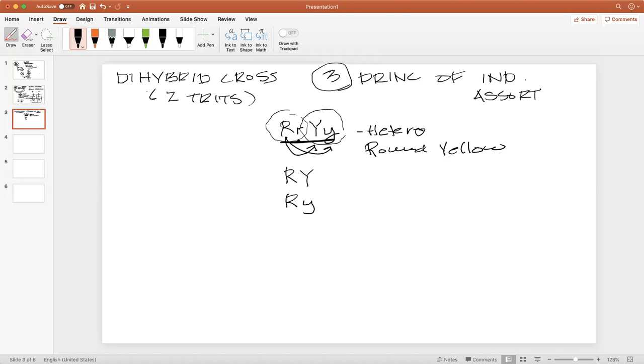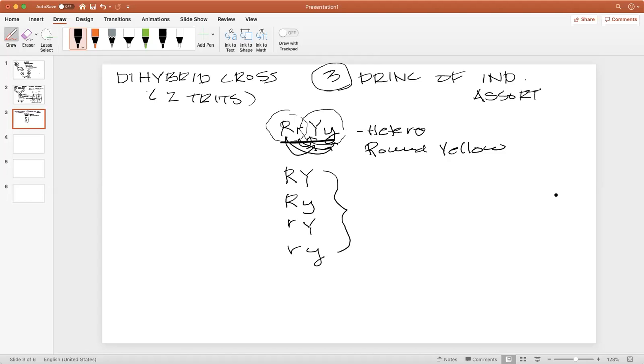You could be little r, big Y. And you could be little r, little y. That's getting hard to see. Okay, these are all of the possible gametes that you could form if you have an individual that's heterozygous here.